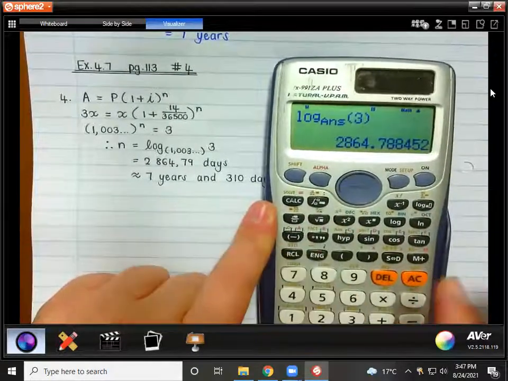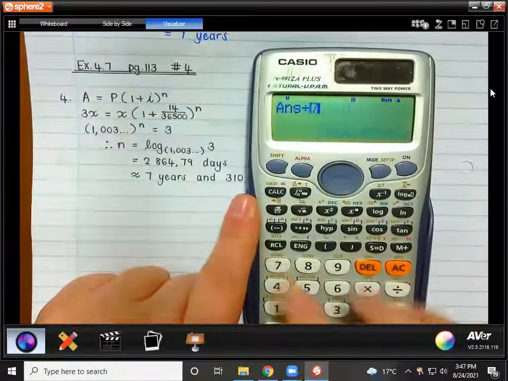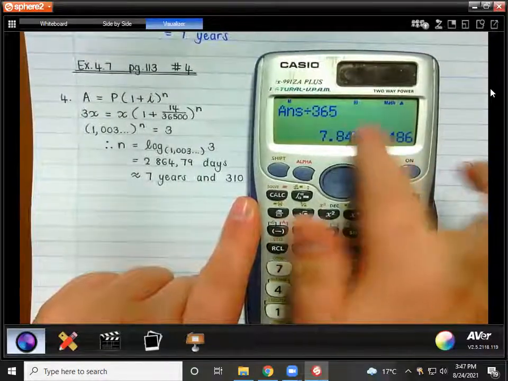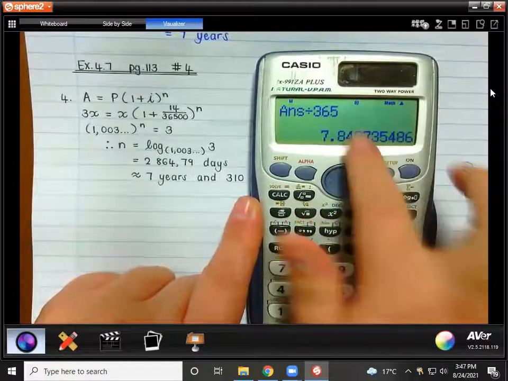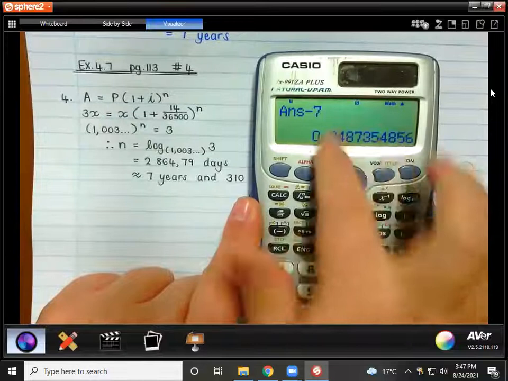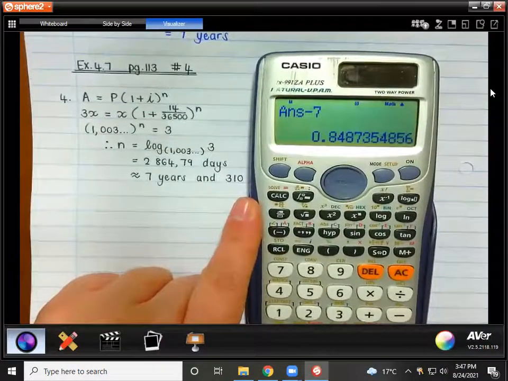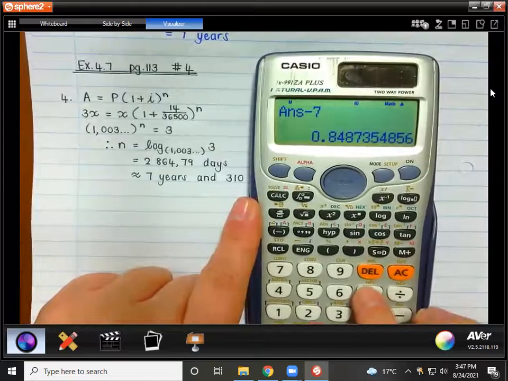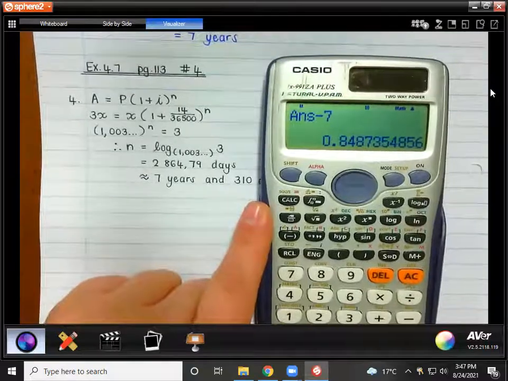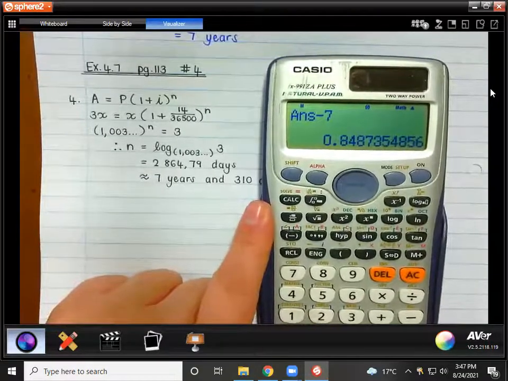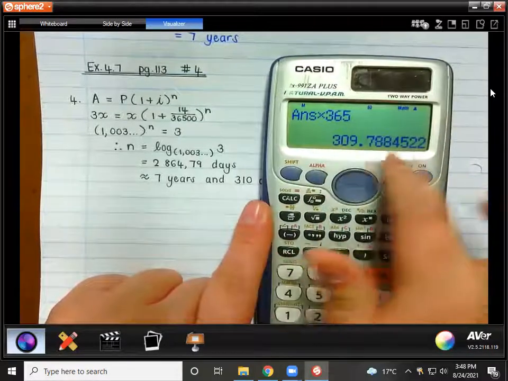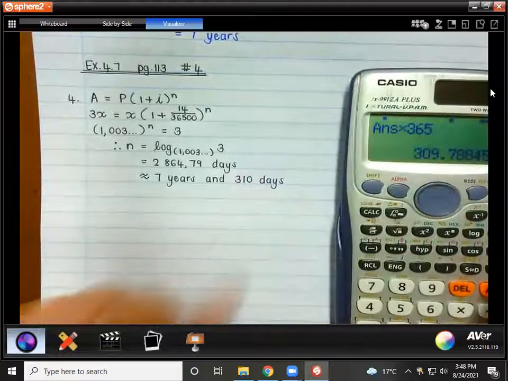All right, but they said our answer must be in years and days. So I just said divided by 365. All right, so that's 7. Now this portion here is the part of the year that's over 7, so I minus 7 from that so that I can see the remaining part. To get that in terms of days, you multiply it by 365. If they wanted months, you would multiply it by 12. If they wanted quarters, you would multiply it by 4. So times 365 gives you 309.7, which you have to then round up to 310 days.